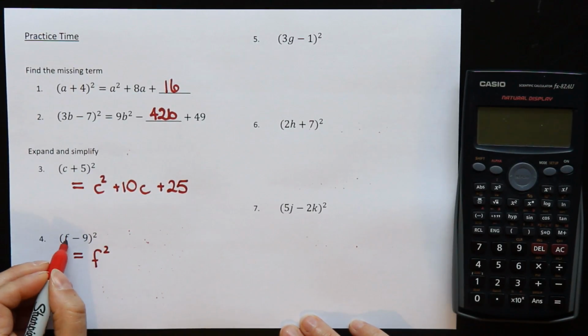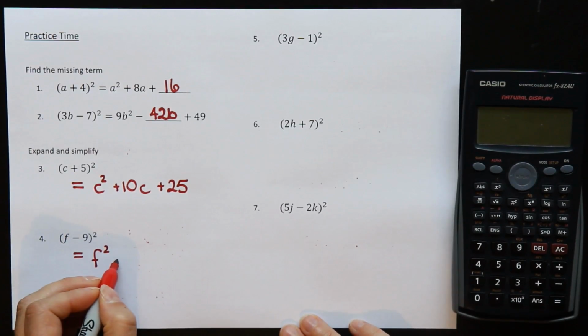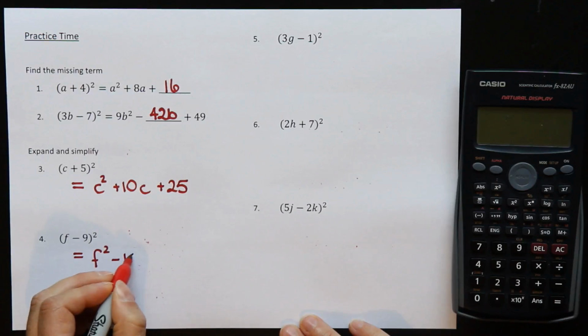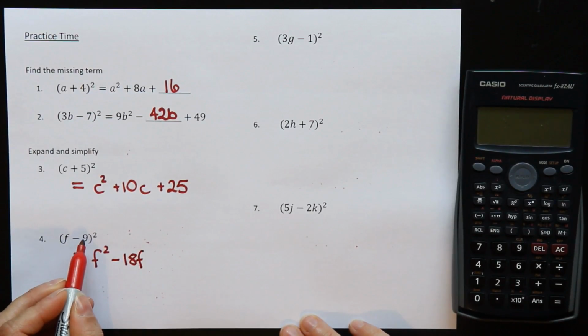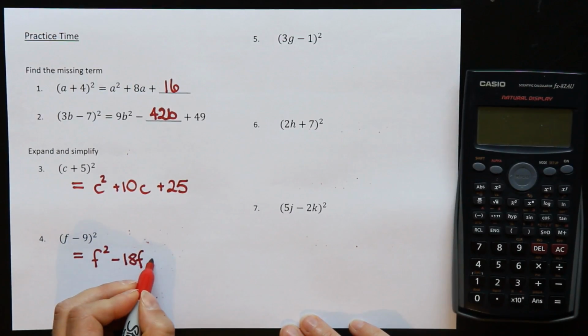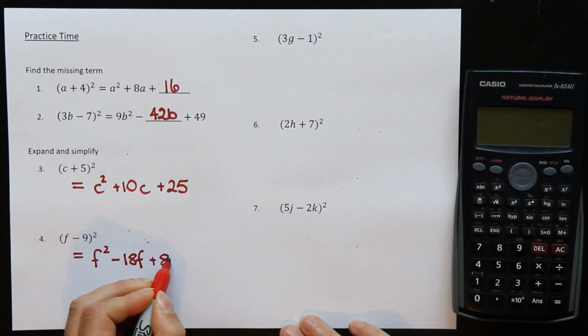Question 4, we times the first thing by itself, f times f is f squared. Times both things together, f times minus 9 is minus 9f, and then we have to double that to be minus 18f. And then we do the last thing, the minus 9 times minus 9 makes a positive 81.